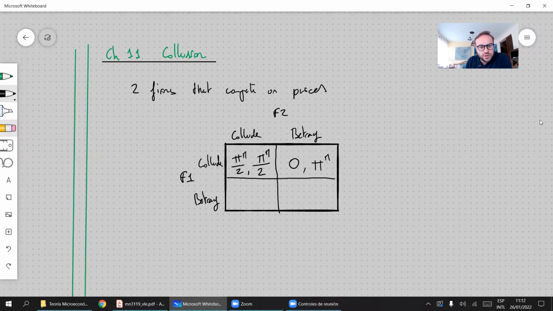Things are symmetrical, so if it's firm 2 that decides to cooperate, he gets a payment of 0, and if firm 1 betrays the other firm, he gets a payment of PM. And if they betray each other, if you get the Nash solution, the Bertrand solution in this case, in the Nash equilibrium, you will get a payment of 0, right? If they do Bertrand competition. So this is the structure of the payments. Is that clear up to this point?